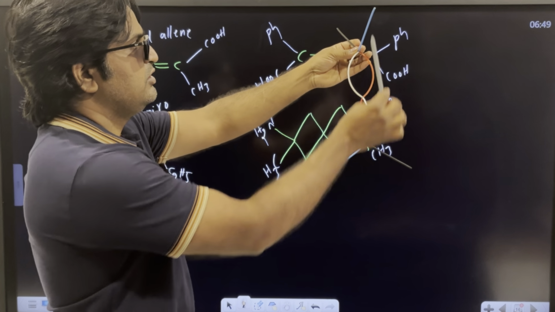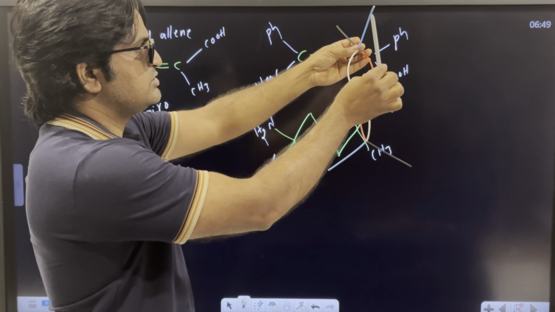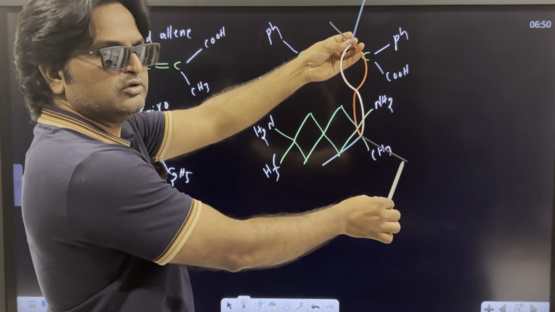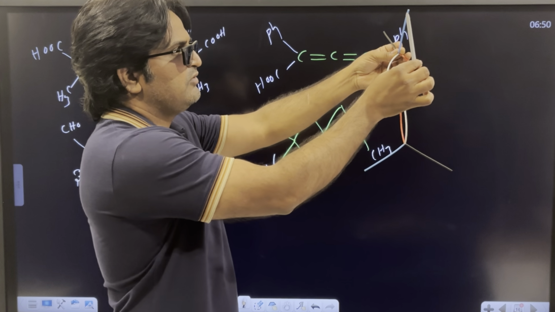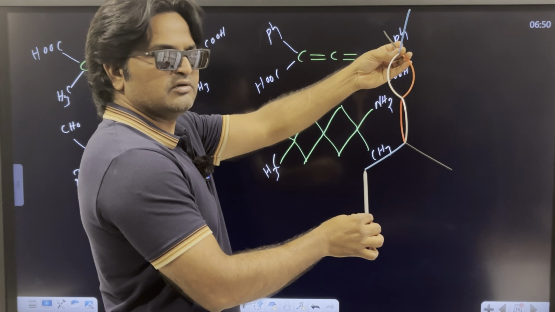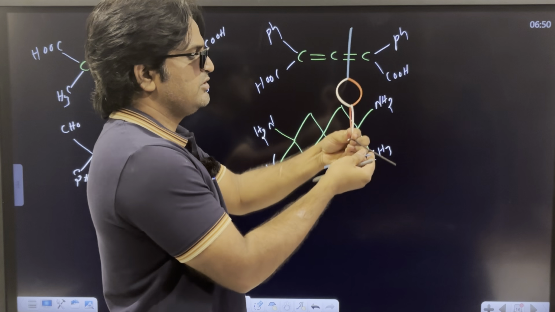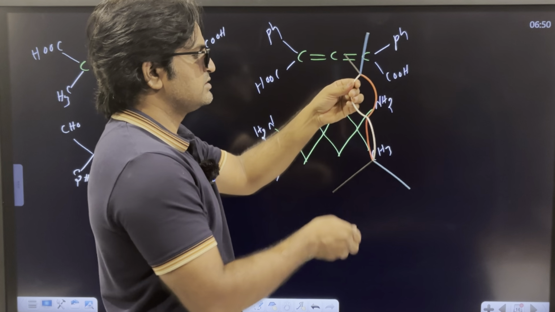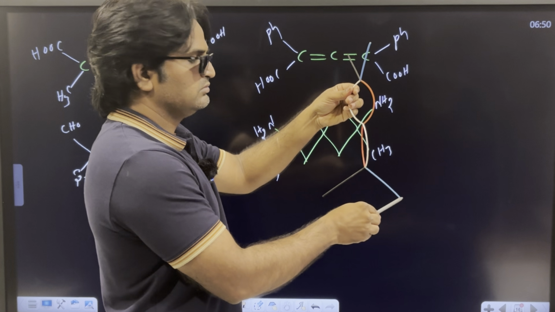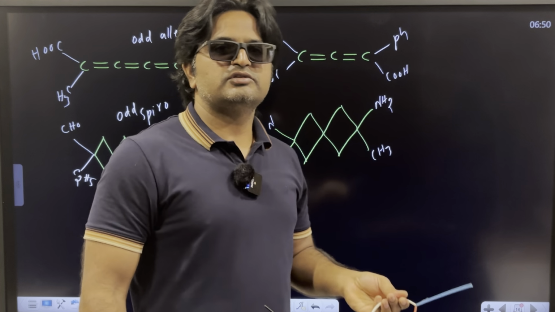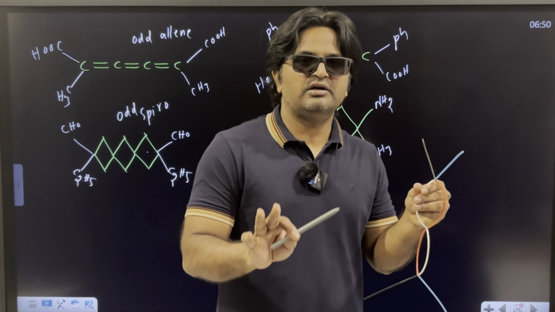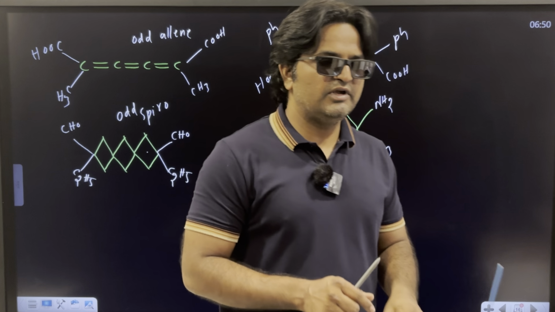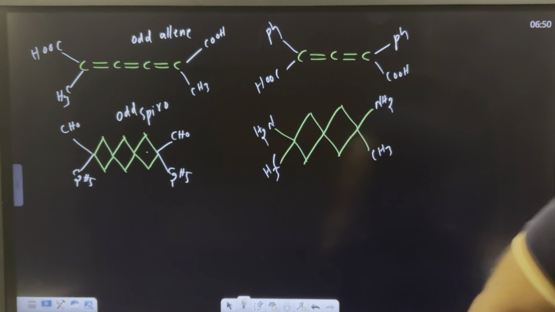Once again, look at this: before exchange, what is the distance between these two? L1. After exchange of these two groups, again you calculate the distance, L2. Same or different? L1 equals L2. That's why geometrically they are not different. This is the real structure of allene. So because of that reason, even allenes do not show geometrical isomerism.